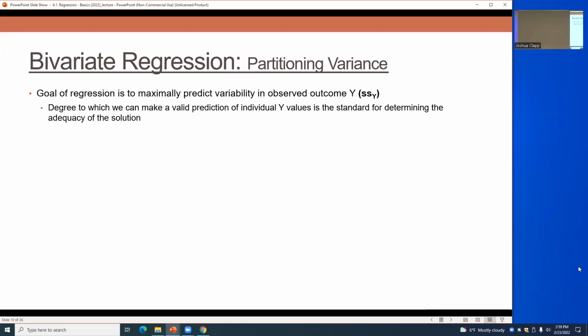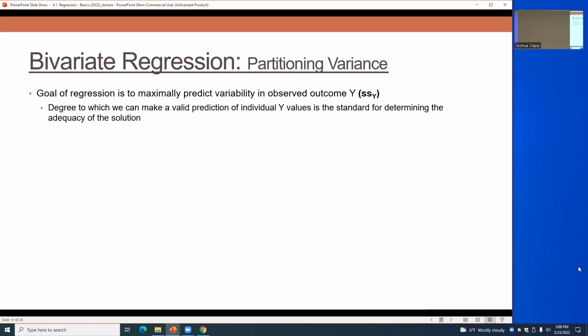If I'm thinking about my bivariate regression, again, I've just got one predictor. My goal is to maximally predict my observed outcome. My goal is to predict the variability that I'm seeing in whatever my dependent variable is. If I look at my dependent variable, I've got some values that are high, some that are low, and values all the way in between. What I'm trying to do with my model is determine why I'm seeing that variability. Why is this person scoring higher than that person? Why is this person scoring lower than that person? This is what my model is trying to account for. It's the variability in scores through which I can make valid predictions of individual Ys on an individual basis.